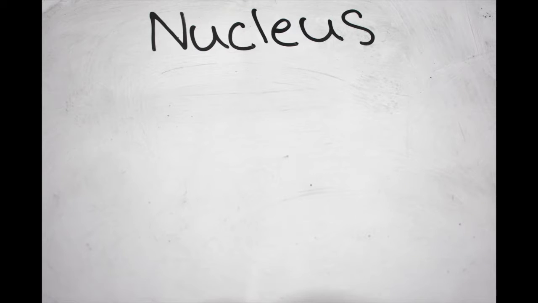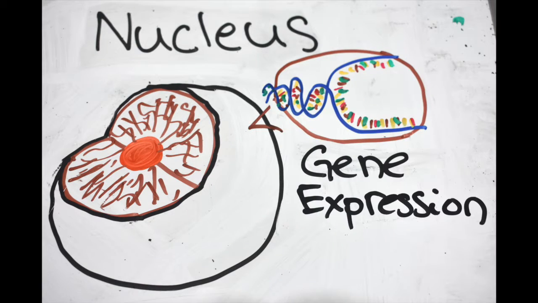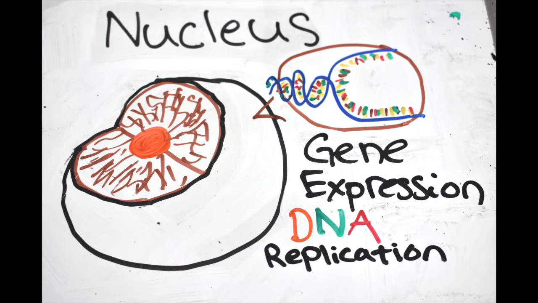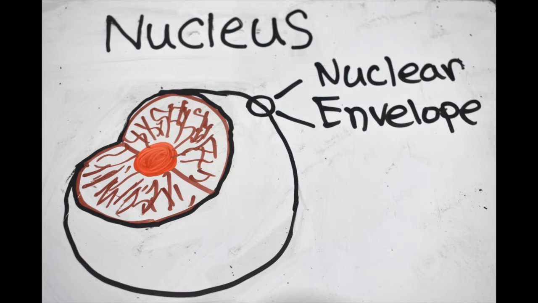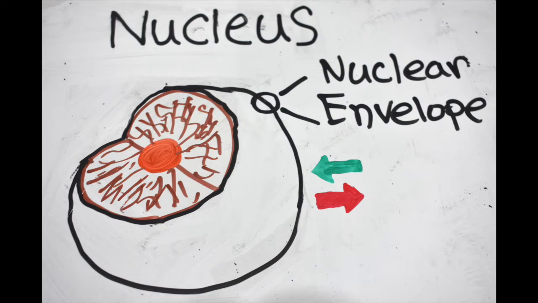Next, we have the nucleus. The nucleus is sort of like the brain of the cell. It controls the gene expression and it contains most of the cell's genetic material needed for DNA replication. The nucleus is surrounded by the nuclear envelope, in which selective particles can pass in and out of the nucleus, just like the cell membrane.